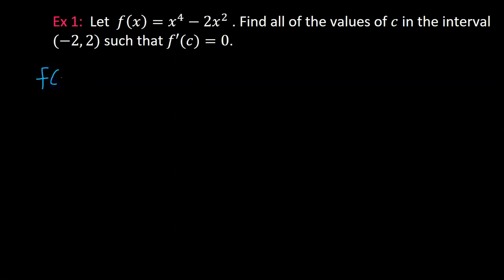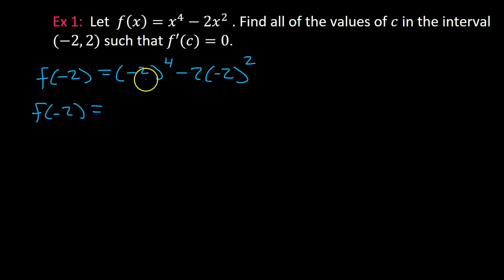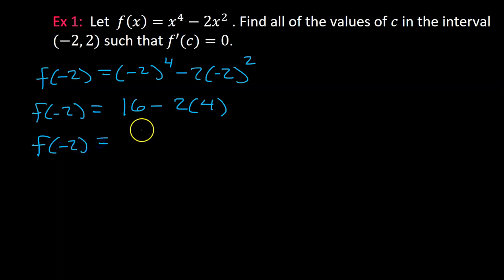What is the value of the function at -2? So we have -2 to the 4th power minus 2 times -2 squared. So f at -2 will equal positive 16 minus 2 times positive 4. This is just 16 minus 8, so that's going to be 8. I'm thinking of the first endpoint as a and the second one as b.